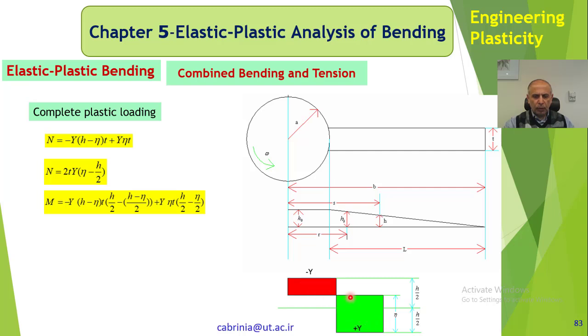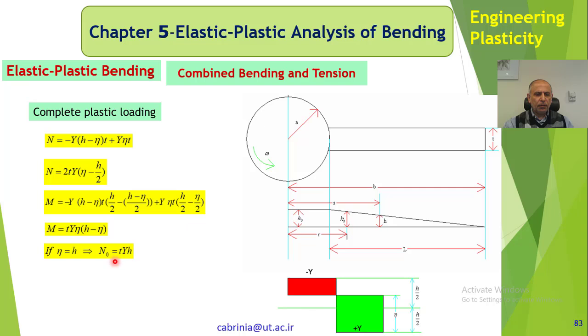And for this plus y area also, similarly, y times eta times t is the normal force acting in the middle, times h over 2 minus eta over 2. So that is the bending moment for this area as well. So that is M. And simplified, we get M equal to that.